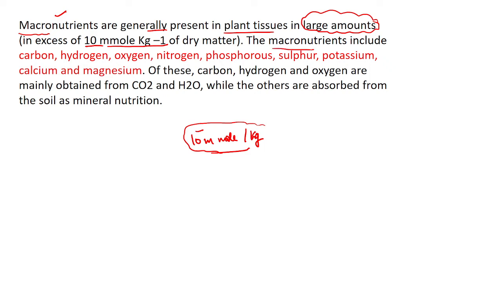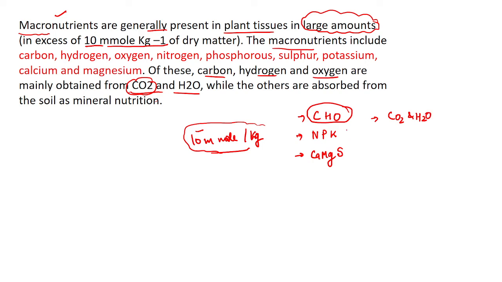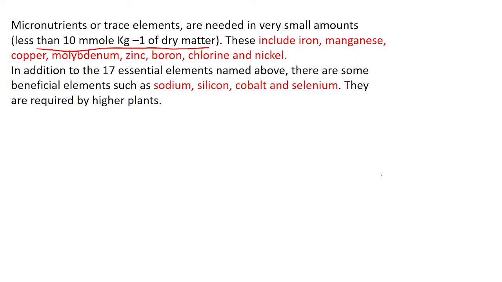Now here are the macronutrients which you have to learn, that is CHO, carbon, hydrogen, oxygen, NPK, nitrogen, phosphorus, potassium, and calcium, magnesium, and sulfur. So divide it into three categories, then you can easily learn. CHO, NPK, CAMGS. From these elements, carbon, hydrogen as well as oxygen are obtained from carbon dioxide and water. So the plant will take these three elements from carbon dioxide and water, while the rest are absorbed from the soil as mineral nutrition. So nitrogen, phosphorus, potassium, calcium, magnesium, sulfur are absorbed from the soil as mineral nutrition.